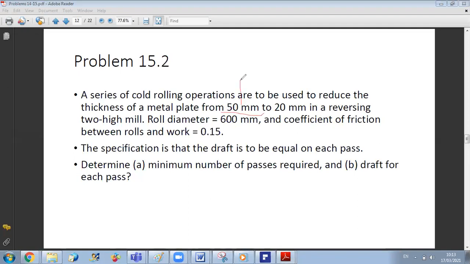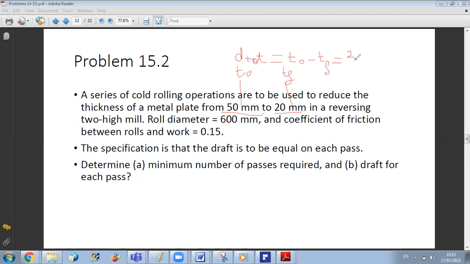So this is T0. And we know the final thickness, which is T final equal to 20 millimeter. So you can from here calculate the total draft. So D total is the difference between T0 and TF. So it's T0 minus TF. It's 50 minus 20. It's equal to 30 millimeters. Okay. So this is the total draft.